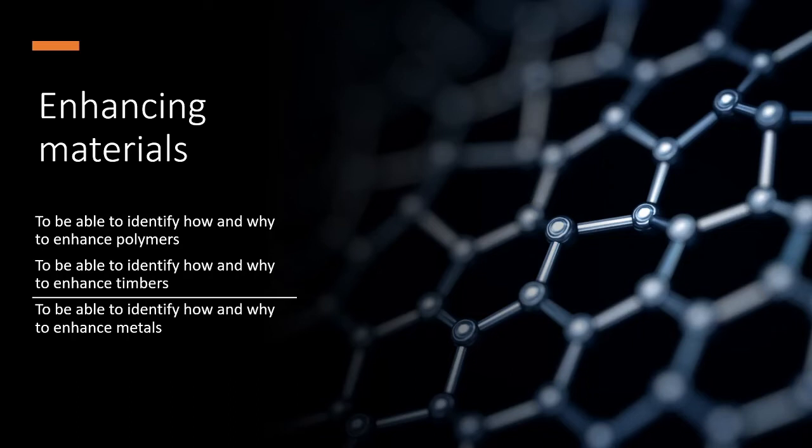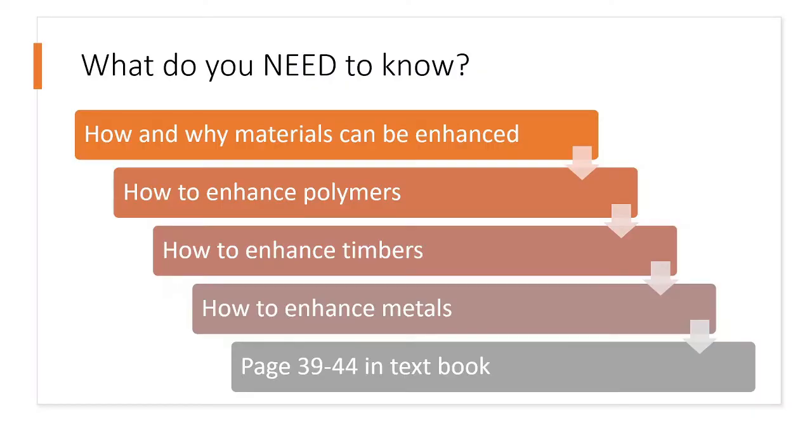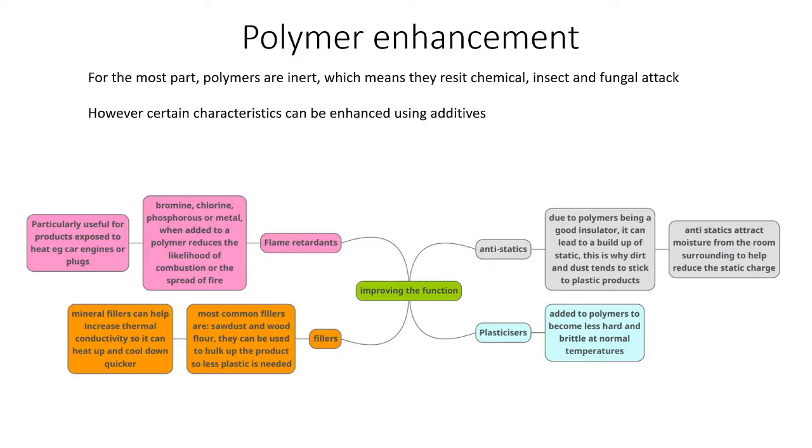Hey everyone, in today's video we're going to have a look at enhancing materials. So what you need to be able to do is basically identify how and why you should enhance polymers, timbers and metals and what the process for doing that would be. So if you've got your textbook with you, it is from page 39 to 44. So we'll start with polymers.